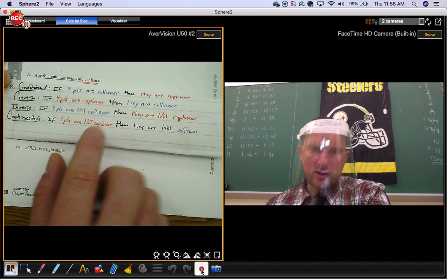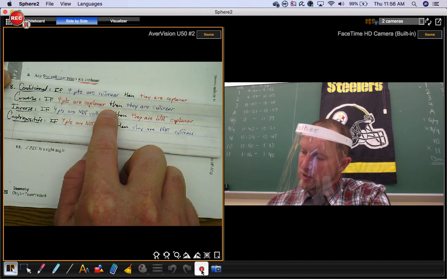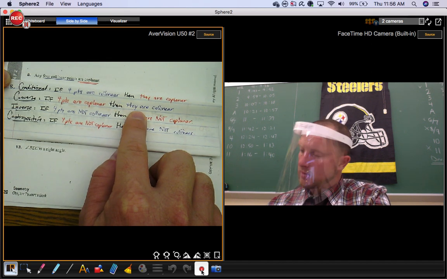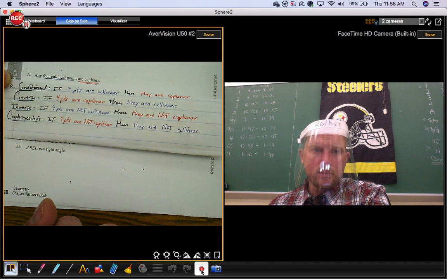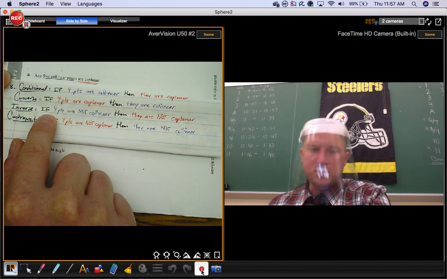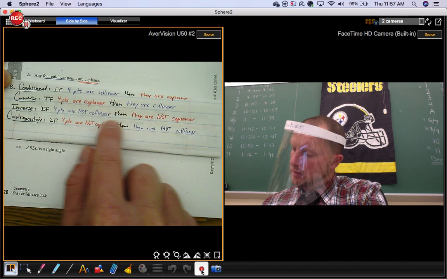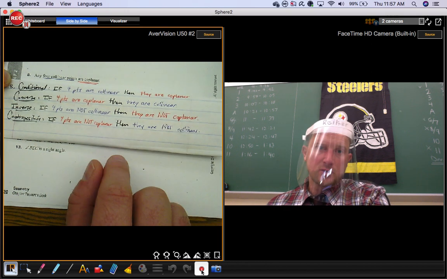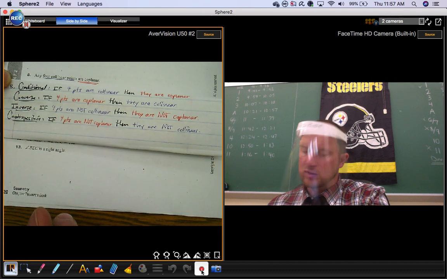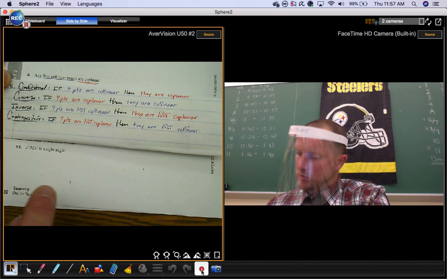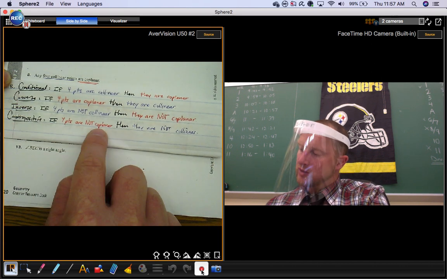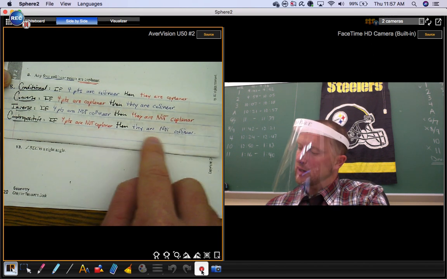Converse, switch the red and the blue, would be if 4 points are coplanar, then they are collinear. Inverse, if 4 points are not collinear, then they are not coplanar. You're just negating that conditional. Contrapositive would be, if 4 points are not coplanar, then they are not collinear.